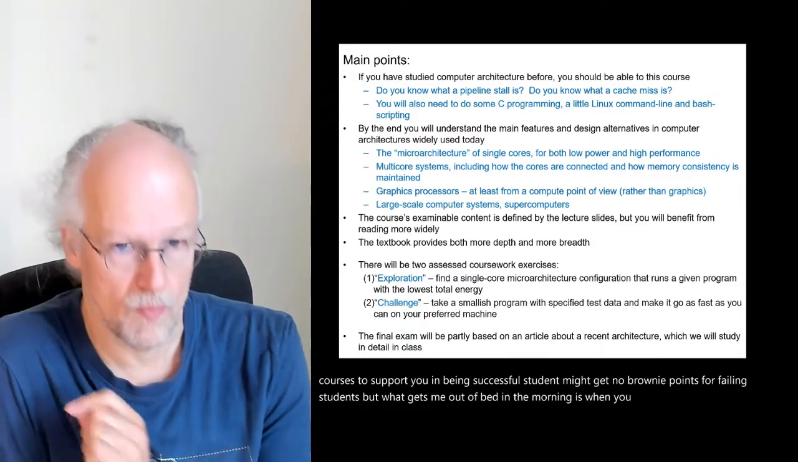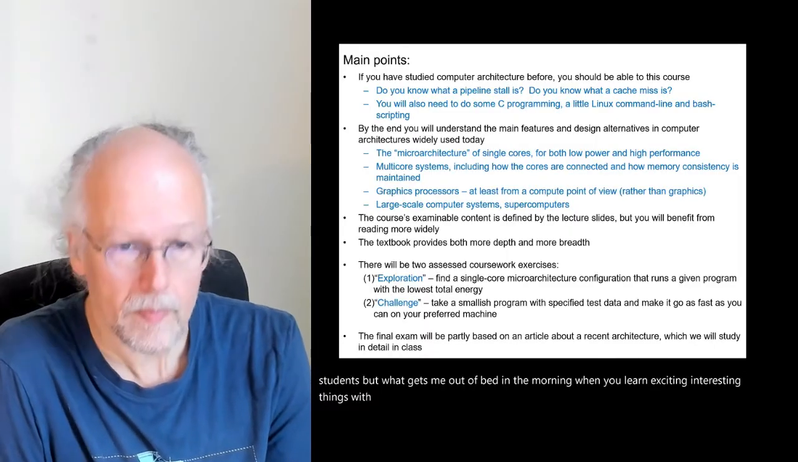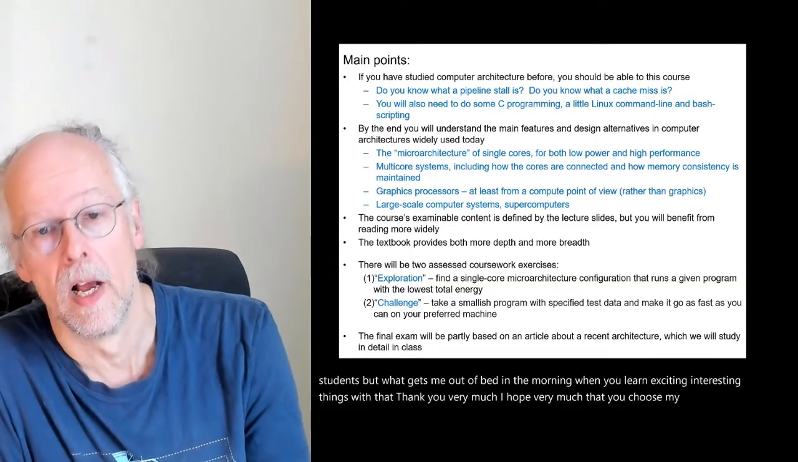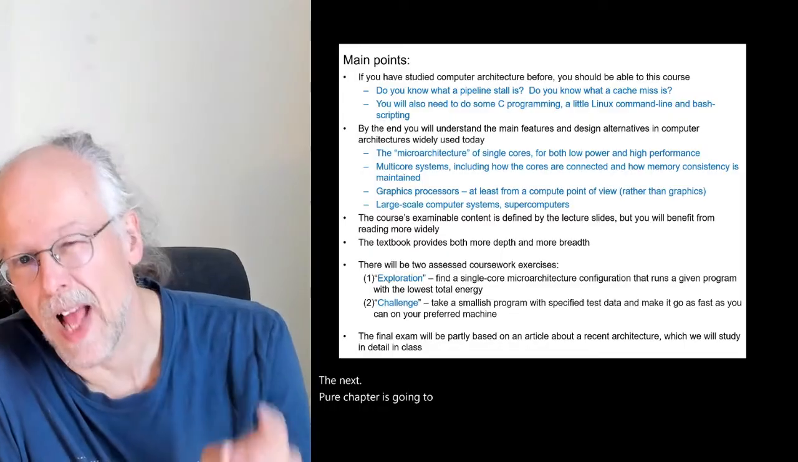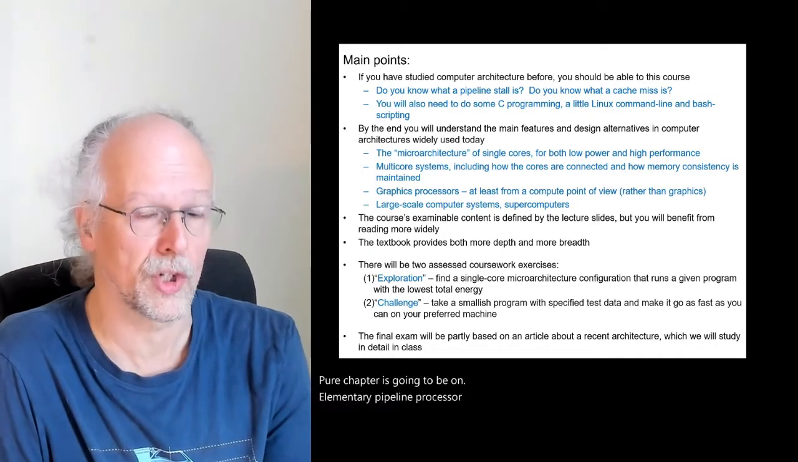The next chapter is going to be on elementary pipeline processor architecture. We'll go swiftly into caches and memory and so on. Along the way, we'll have some discussion exercises. We'll kick off with one on what I call the Turing tax.